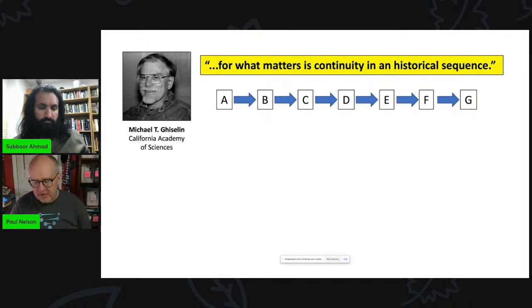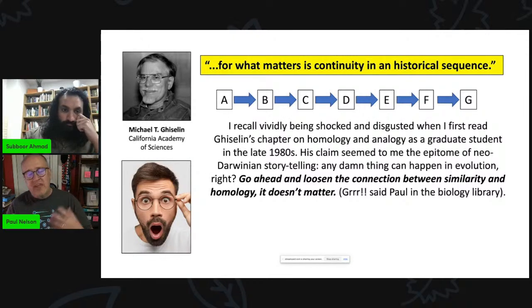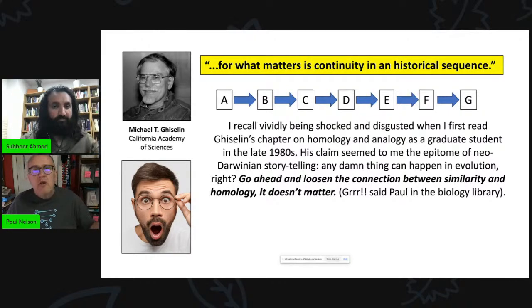A pattern of transformation. Well, I'll be honest, I was shocked and disgusted when I first read this, because it seemed to me to be a case of what you could call neo-Darwinian storytelling. Any damn thing can happen in evolution. You can loosen the link between similarity as observed phenomenon and descent as explanation. Doesn't matter. So I'm sitting there grumbling and reading this and thinking, this is just another case of the laxity, the lack of rigor in evolutionary theory, where you can say, well, it doesn't matter if it's similar or not. What matters is continuity and historical sequence.